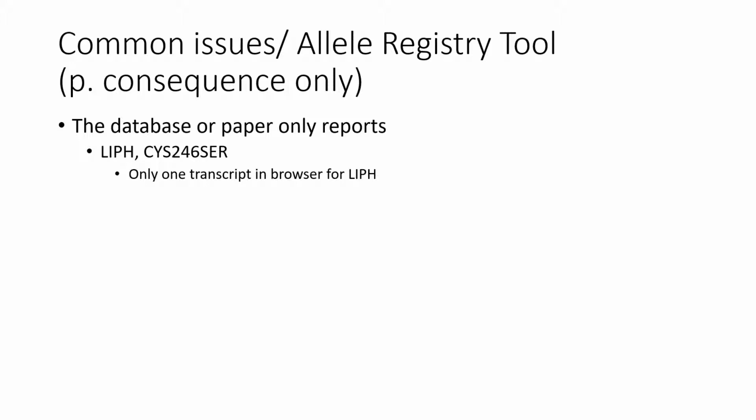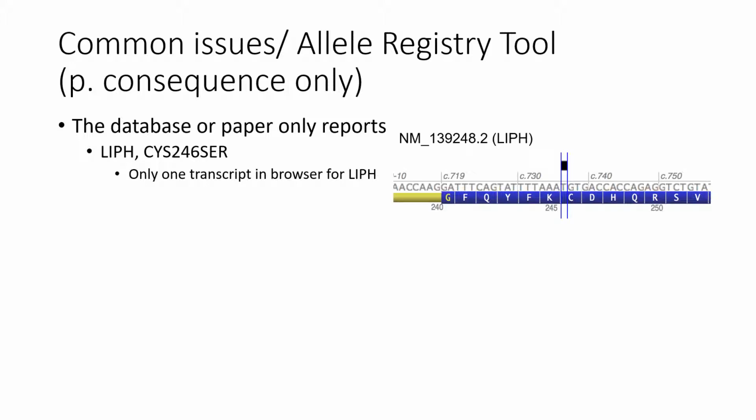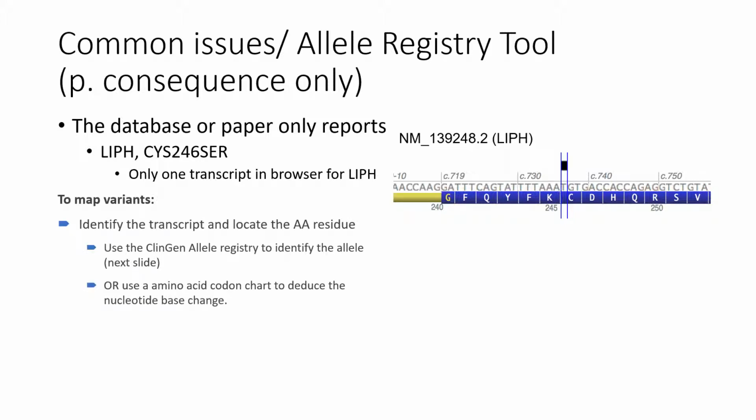Okay, so the other major issue that we often have when we're trying to identify what variant papers are reporting is when they refer to only the protein consequence of the variant. So for example, this variant is a cysteine to serine transition at amino acid position 246 in the LIPH gene. So while we know there is only one transcript in the genome browser that is linked to this gene, we still need to identify the cDNA consequence on this transcript that corresponds with this change. So there's actually 2 ways to do this.